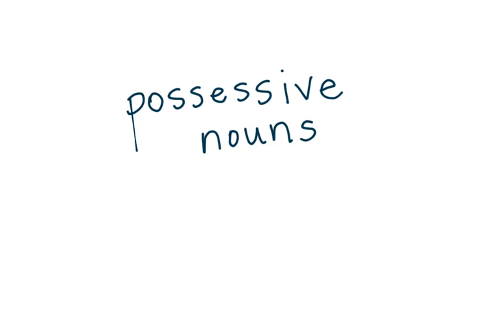Hi boys and girls, today we're going to talk some more about possessive nouns. We know that possessive nouns are the nouns that show ownership, and we use the apostrophe S.